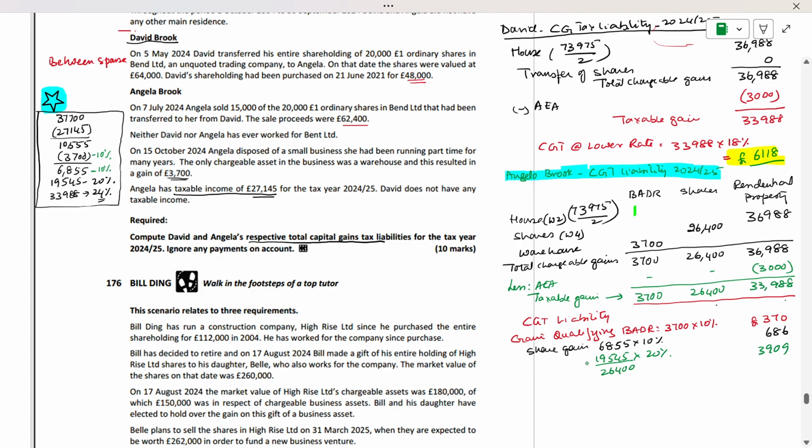3,909. See, I have put 26,400 like this. It makes sense, and this is what presentation talks about. Automatically the perception, the view of the examiner will change. They will say that yes, they know the things. Next, how much is the residential property at the higher rate? 33,988 times 24%. It comes to how much?